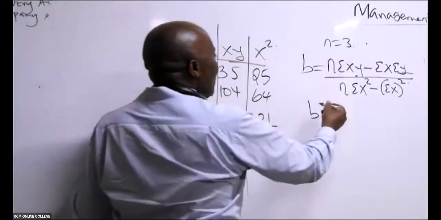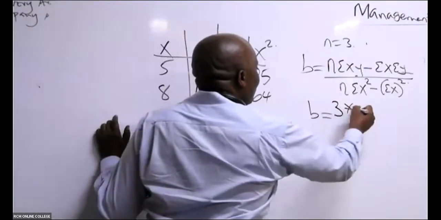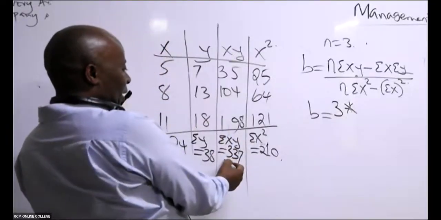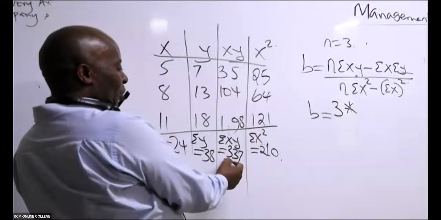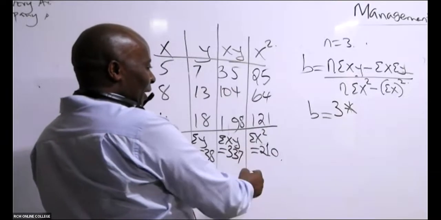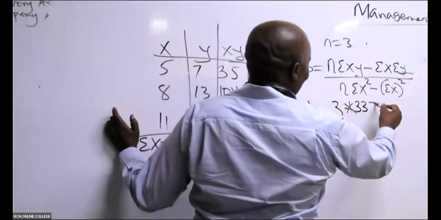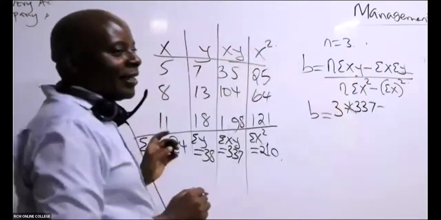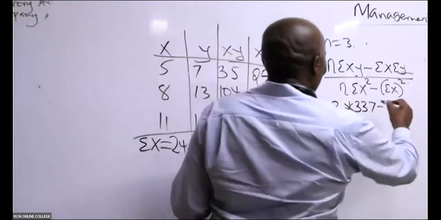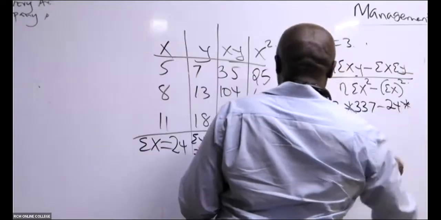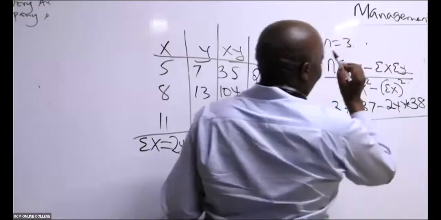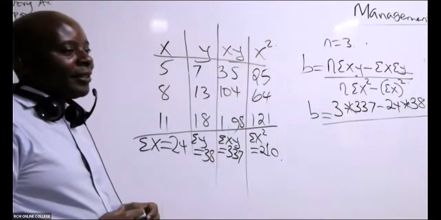So N is 3. 3 times sigma xy. What do we have for our sigma xy? Summation of xy is 337. Abracadabra. Summation of x, 24. Summation of y, 38. Great. Thank you.